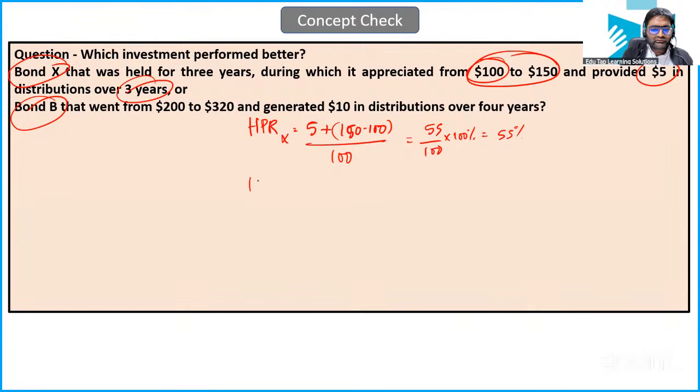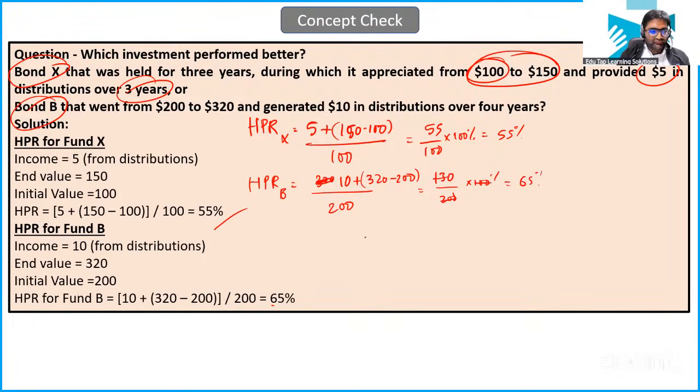For B, what is the holding period return? 10 plus 320 minus 200 divided by 200, you bought it at 200. Are you able to follow? It is around 130 by 200. It is around 65, right? Yes, 55, 65. But here it is for 3 years. This is for 4 years.